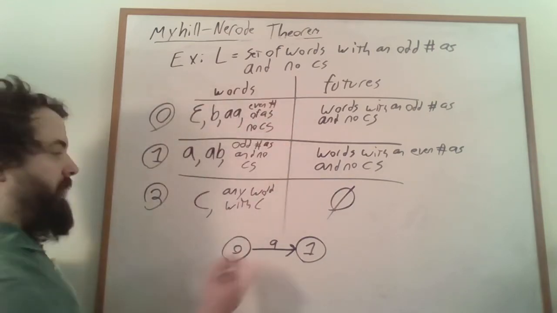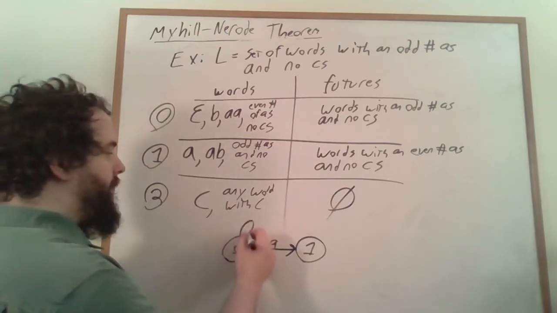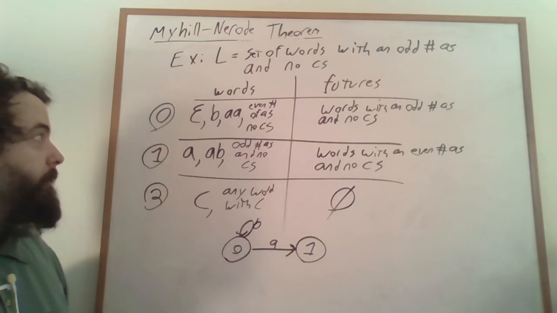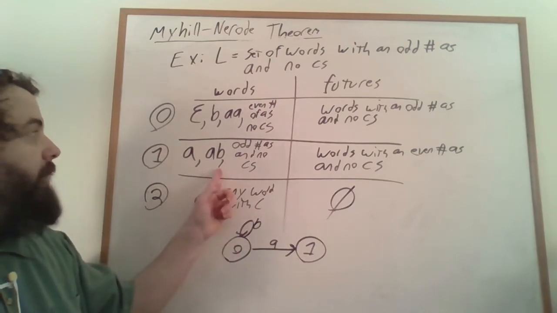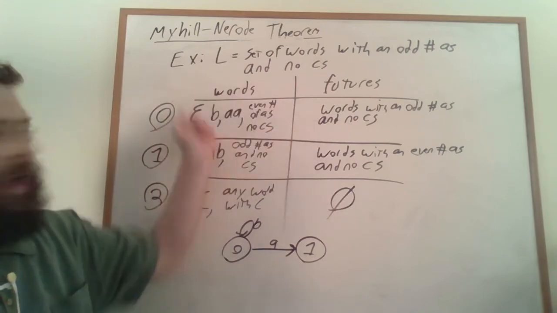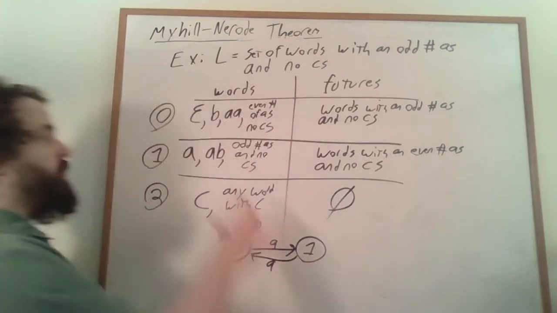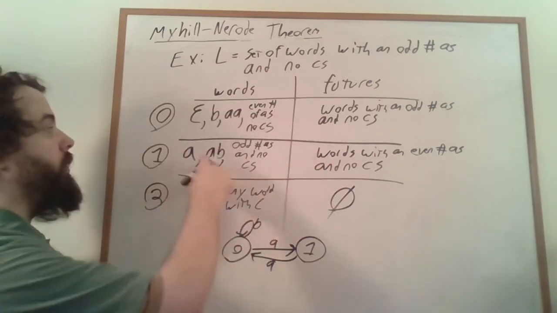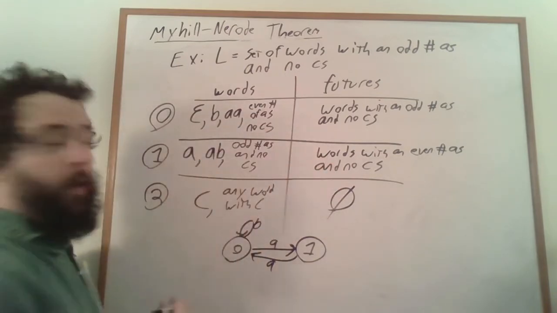And so if we're in state 0 and we read a B, we're going to wind up back in state 0. If we're in state 1 and we read an A, we're going to wind up with a word in this collection here. And if we're in state 1 and we tack a B onto the end, we read a B, we're going to wind up back in state 1.